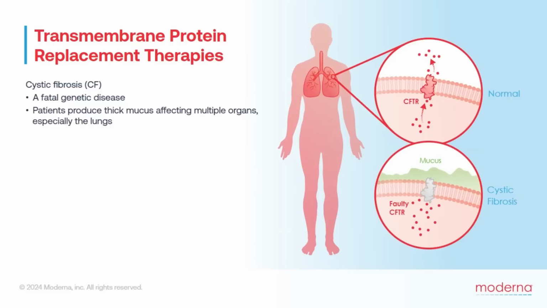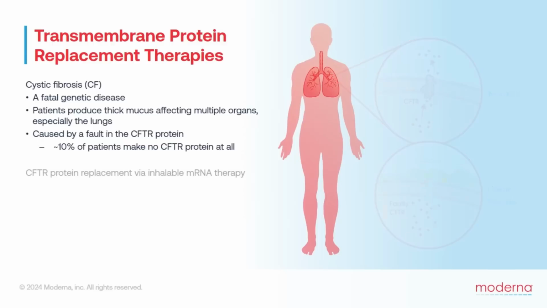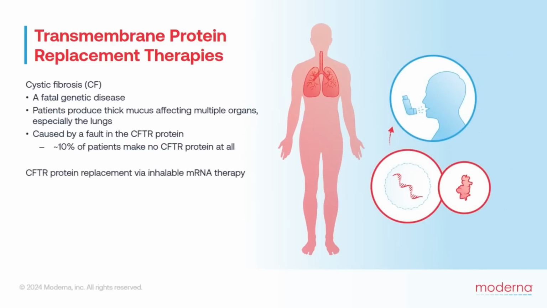The problem in CF is an inability to maintain an appropriate balance of salt and water across cell membranes due to a fault in a protein called CFTR. Fortunately, many CF patients make a form of this protein whose function can be restored with a small molecule medicine. But about 10% of affected individuals make no CFTR protein at all. For this patient subgroup, a potential treatment is CFTR protein replacement via an inhalable mRNA therapeutic.